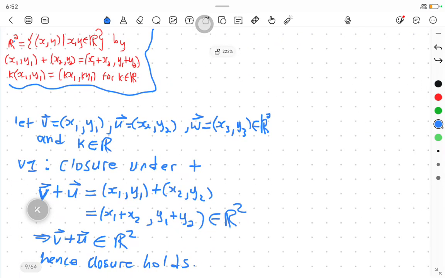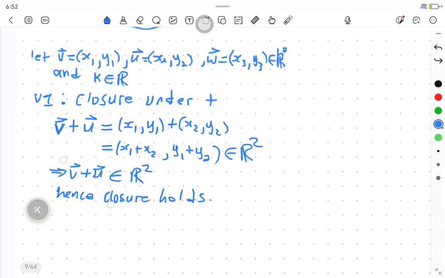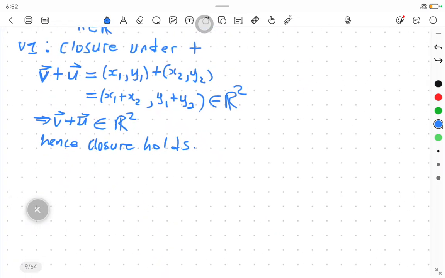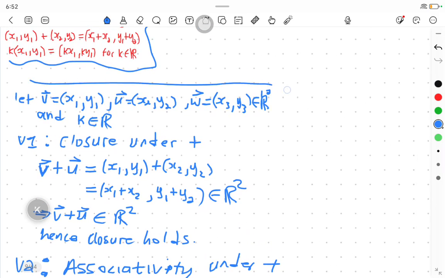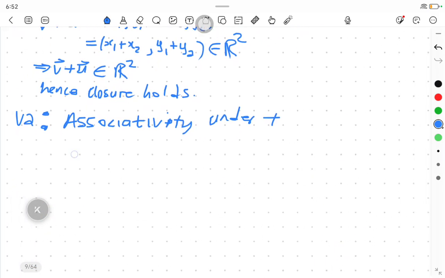So now we say that according to this, we can now check. I can just follow them step by step. Remember, after closure, we check associativity, right? I can just follow them step by step until we find the one that does not satisfy, or until all of them are satisfied. Then we check associativity under plus. So it's good to just write this here so that you don't make mistakes, and so on.